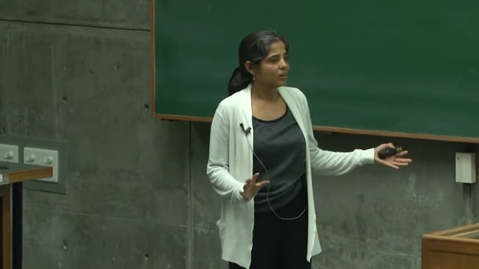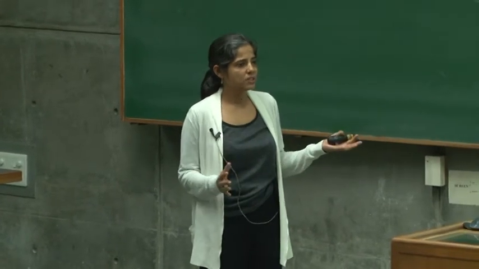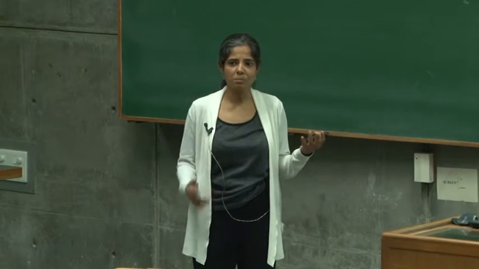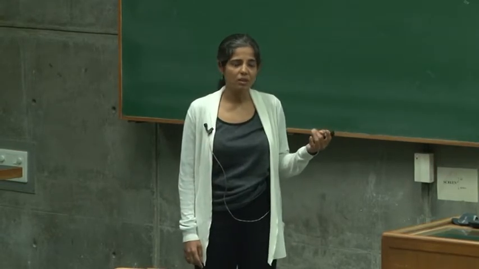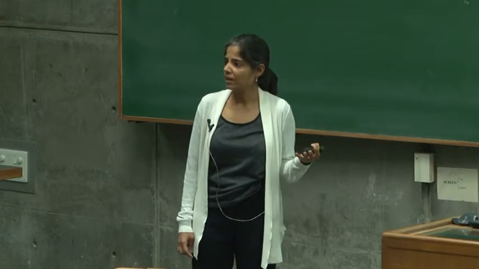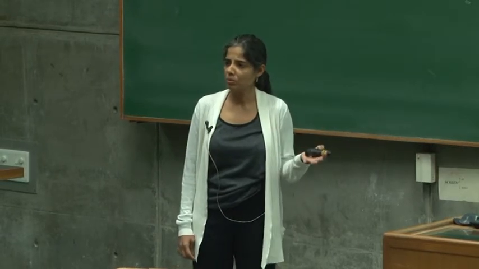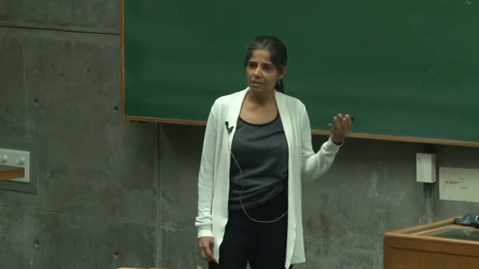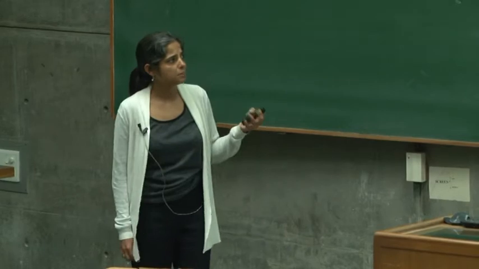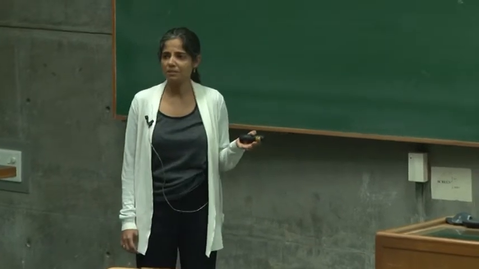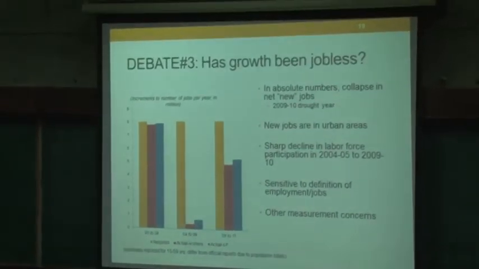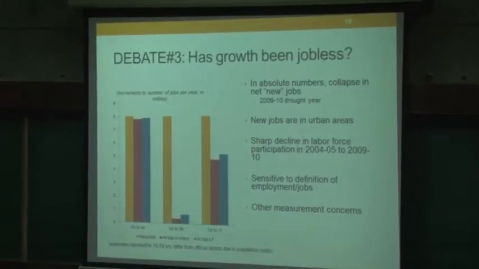So I gave you the growth versus redistribution story, but coming back to the growth story, growth skeptics have argued that it's unlikely that growth would have led to poverty reduction because there's been no employment creation. So the same data will also suggest that in absolute numbers there's been a collapse in job creation. The yellow line is an estimate of how many you need to keep pace with population growth.